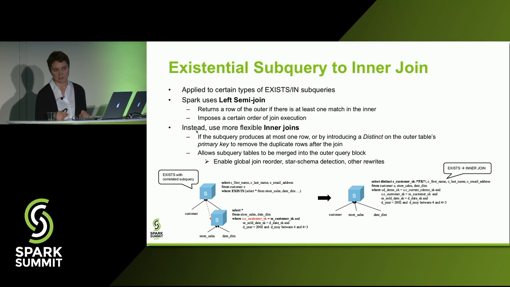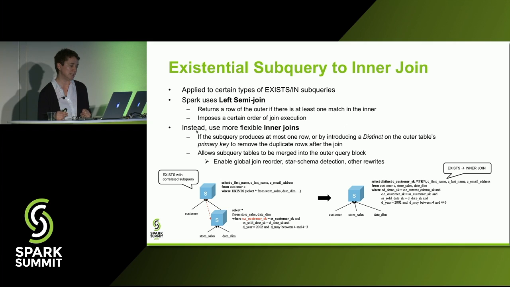It is a general use technique to rewrite existential subqueries, but it has some limitations as it enforces a certain order of execution between the tables. In this case, the large fact table store sales in the subquery has to be on the inner of the join. A more efficient execution can be possible if we convert the subquery to a regular inner join. This will allow the optimizer to choose a better join order.